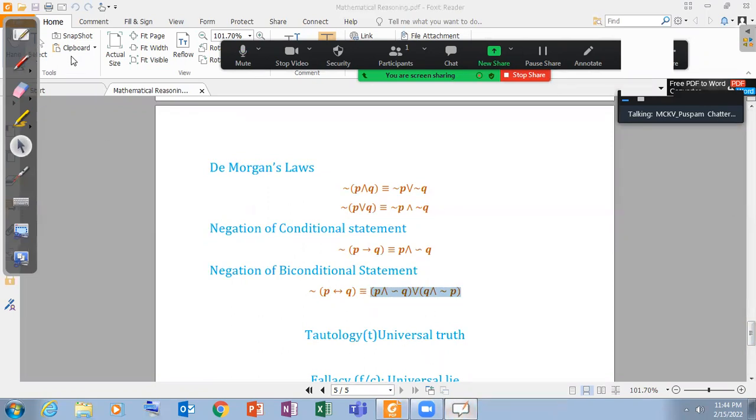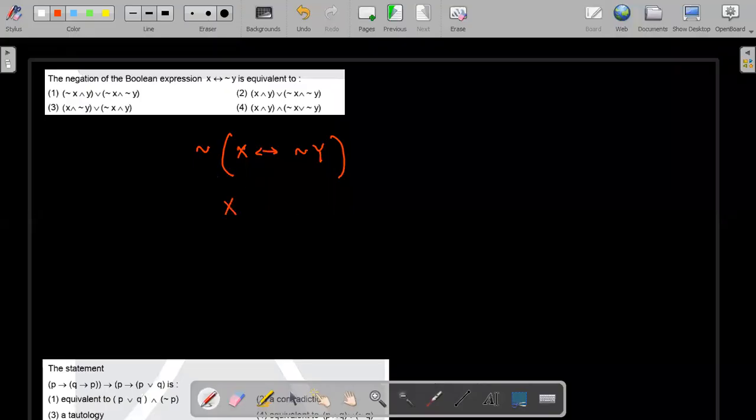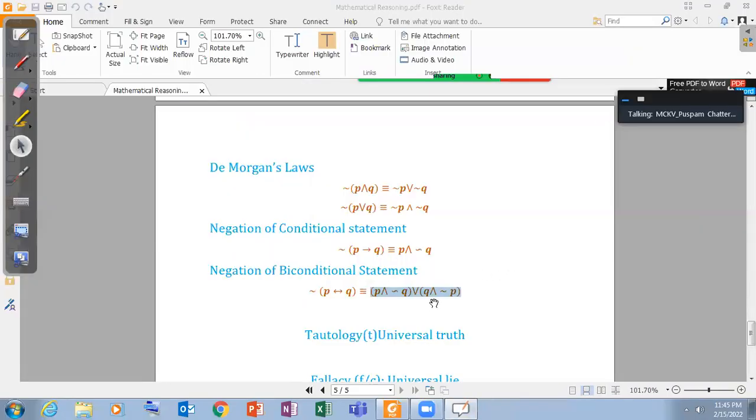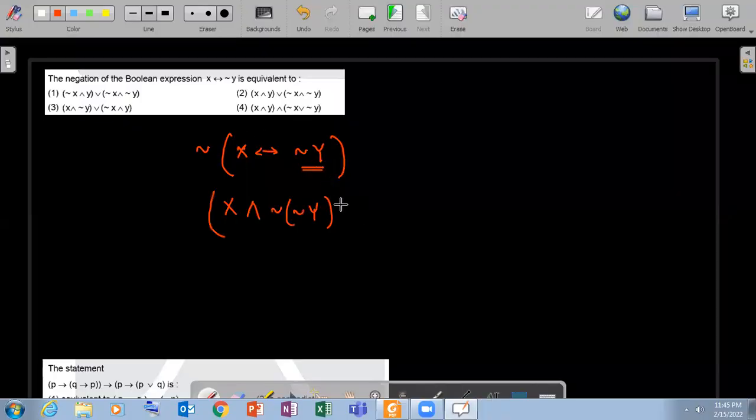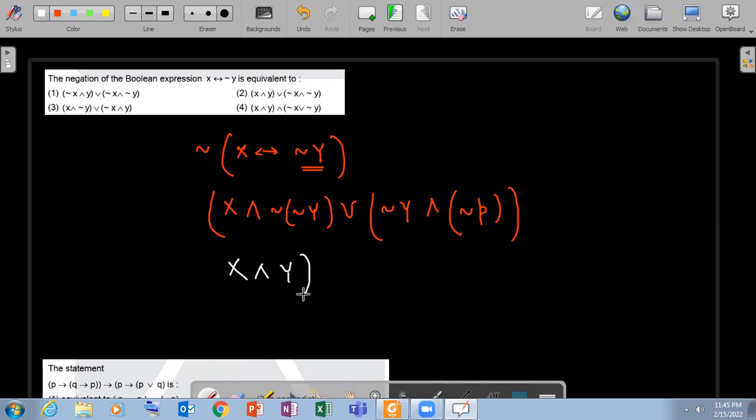Let's go back. So this should be P and negation of this. Negation of negation Y, and then Q and not P. So X and negation Y, or Y and negation X.